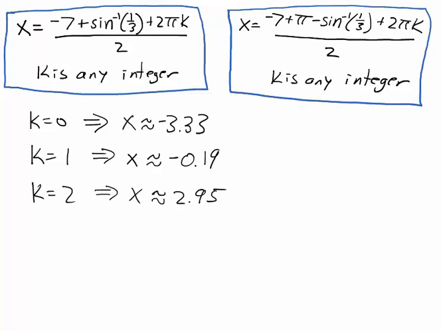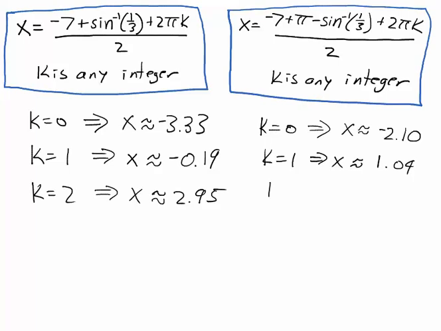But that may not be the smallest positive solution. Let's take a look at the other family of solutions and see what happens. If I plug k equals 0 into that, I end up with an x value that's approximately negative 2.10. If I try k equal to 1, I end up with an x value that's approximately 1.04. And just for good measure, we'll see what happens when we plug in k equals 2. That gives us an x value of approximately 4.19.